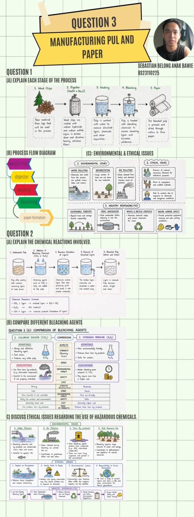I'm going to explain the question on manufacturing pulp and paper. Question 1 is to explain each stage of the process. First, I will explain the kraft process, which is commonly used to produce pulp.